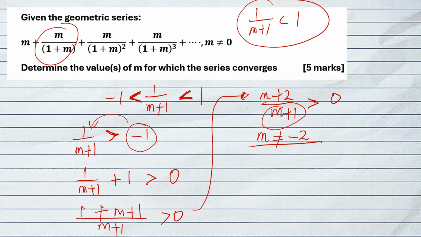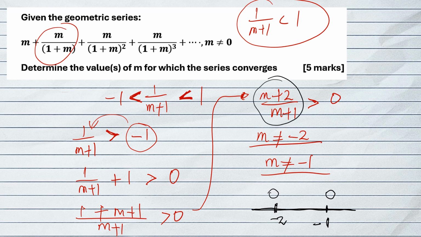Again, the denominator must not be 0 because our equation will be undefined. So m must also not be equal to -1. So those are our critical values really. So we can treat them as critical values, -2 and -1. Okay, so obviously they cannot be equal to these values, so we're going to check where this equation or expression is defined.